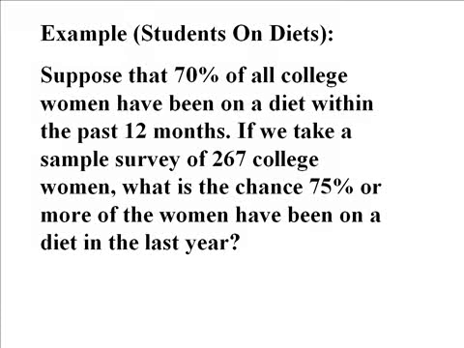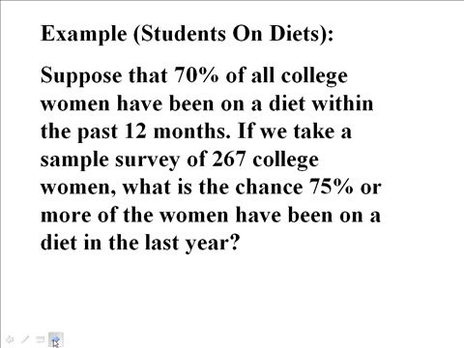Okay, so this problem says, suppose that 70% of all college women have been on a diet within the past 12 months. Okay, I don't know if I believe that. If we take a sample survey of 267 college women, what's the chance that 75% or more of the women have been on a diet in that last year?